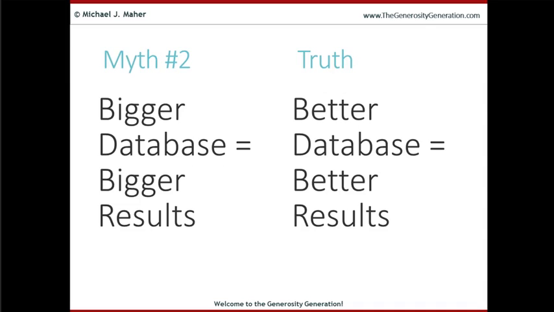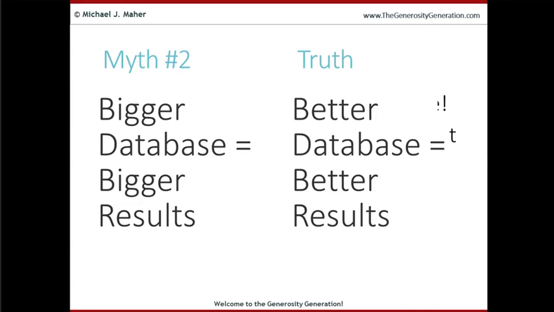Now, here's the other thing. Myth number 2, you've heard this. Bigger database equals bigger results. Supposedly there's a formula out there that will tell you that X number in your database equals X numbers of business. Unfortunately, me and my coaching clients, over 5,000 right now, are finding out that that is absolutely the biggest myth ever put out there. The truth is that the better database will lead to better results. That makes a lot of sense, doesn't it?